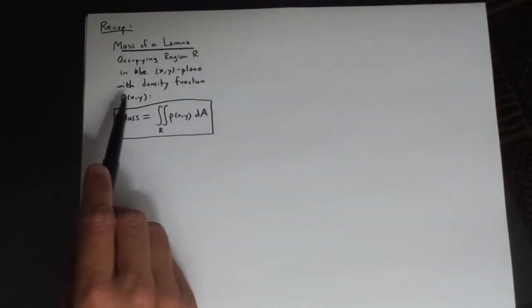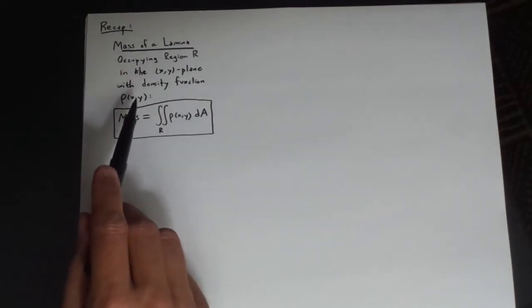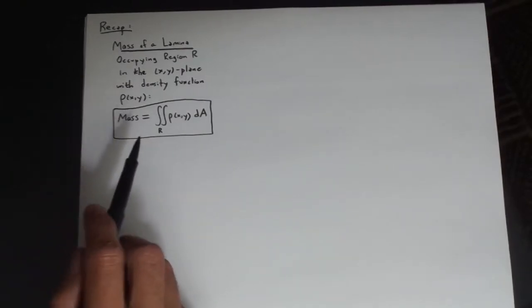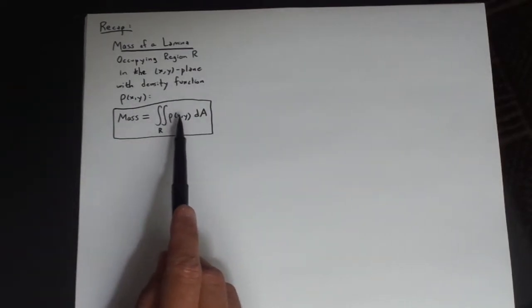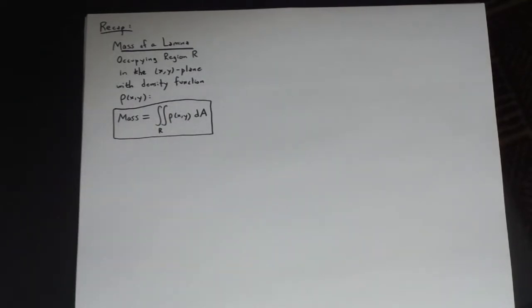And there is a density function that tells us, at any given point x, y, what the mass per area is on this lamina. That's denoted with rho of x and y. As we saw in the previous lesson, the way we would calculate the mass of this lamina as a whole is we would take that density function and do a double integration over the whole region R of that function. Here's the symbolic way of writing that: the mass is the double integral of the density function times dA.